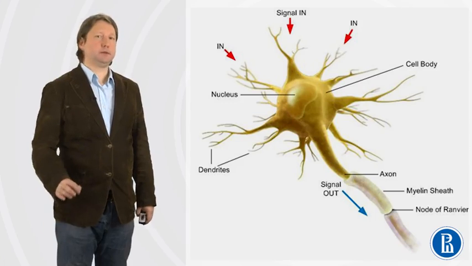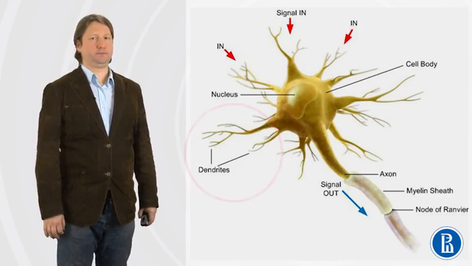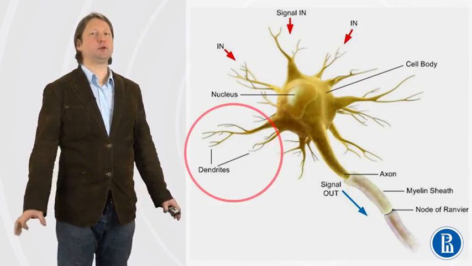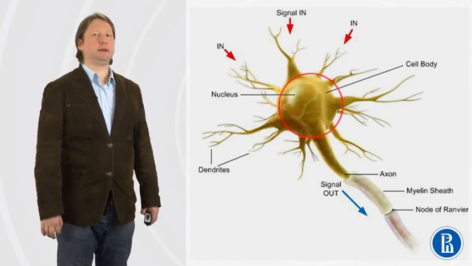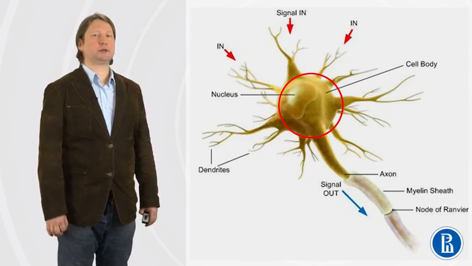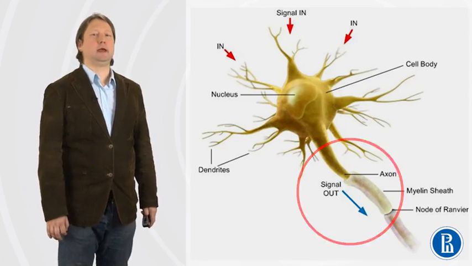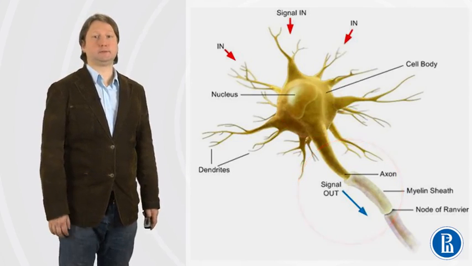As you remember, the neuron is the main computational element of our brain. Dendrites accumulate information from other neurons. The cell body integrates this information and produces the action potential. And the action potential propagates along the axon and sends the signal to other neurons or to our muscles.